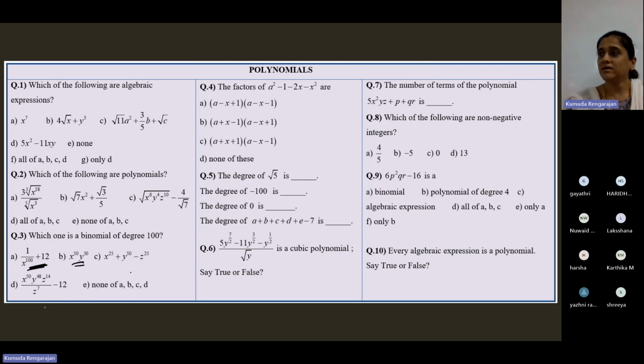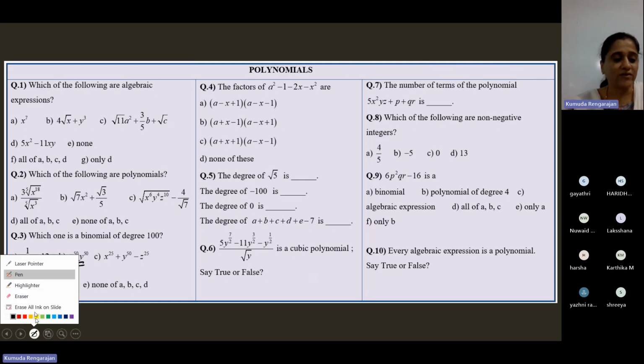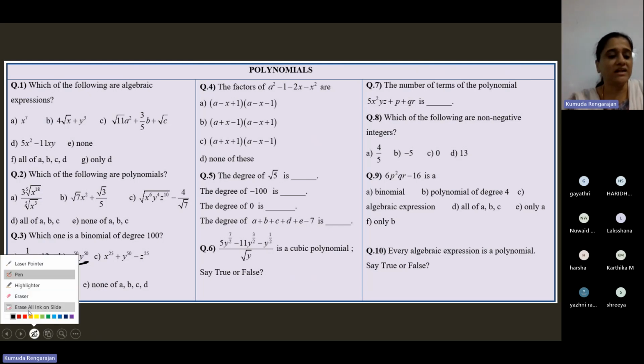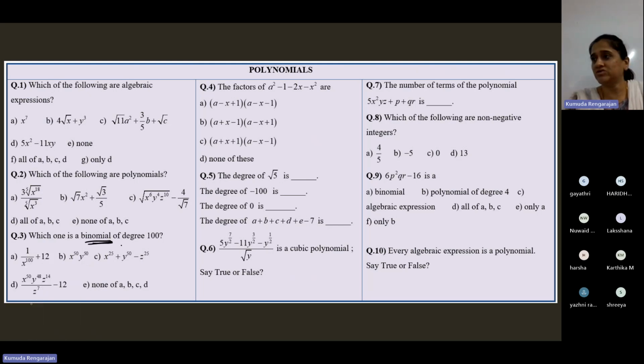The second one is a polynomial of degree 100, but it's not a binomial. The second one, option B, is a polynomial because x is raised to the power 50, a whole number, and y is also raised to the power 50, a whole number. So it's a polynomial. And what's the degree? 50 plus 50, 100 is the degree. But it has two terms, so it's not a binomial. So it does not satisfy the condition in the question.